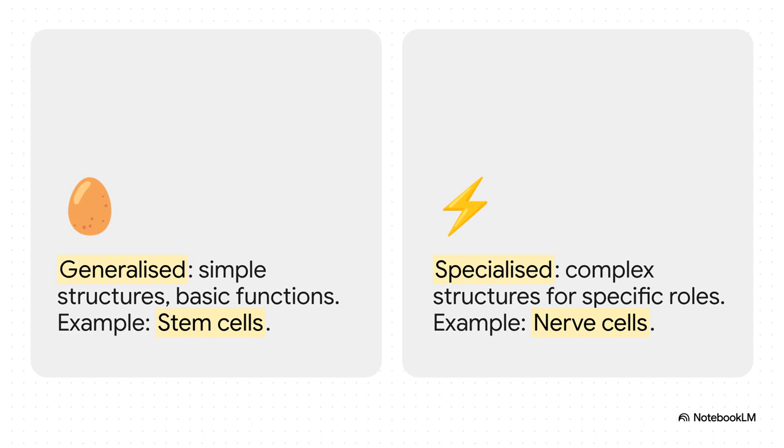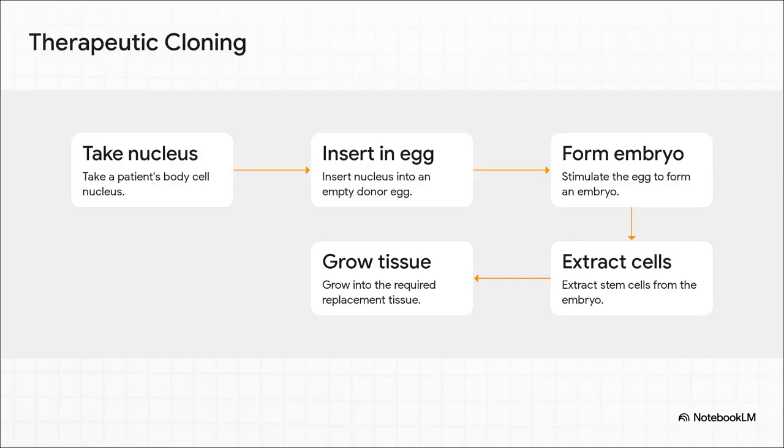But stem cells, they are generalized cells. They are essentially blank slates. They haven't picked a career path yet, which means under the right conditions, they can differentiate and become almost any type of cell the body needs. And this blank slate property? It leads us to a brilliant medical process called therapeutic cloning.